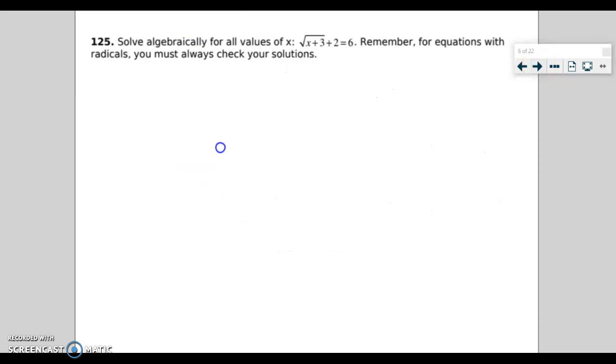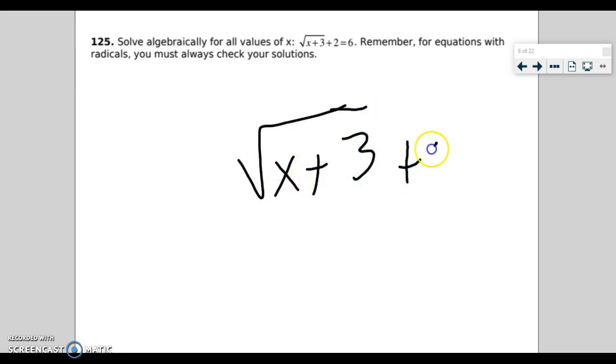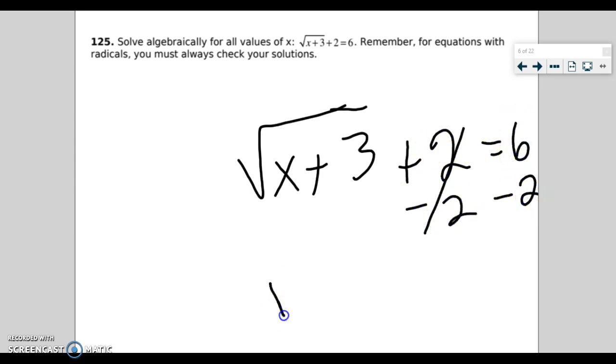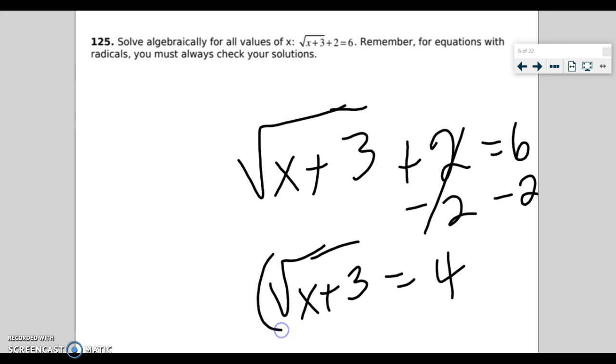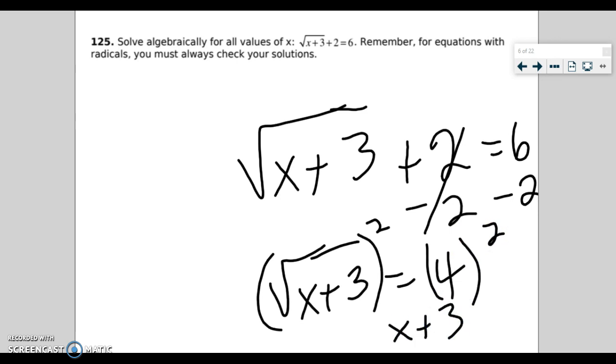Again, solve algebraically for x. Again, we talked about this. It's probably the last question we're going to go over in this topic to save time, because again, I only have 15 minutes for this video. I'm going to minus 2. That cancels out. I'm going to have x plus 3 equals 4. And again, in order to do this, I'm going to square them. So now I'm going to have x plus 3 equals 16, and then I'm going to go from there.